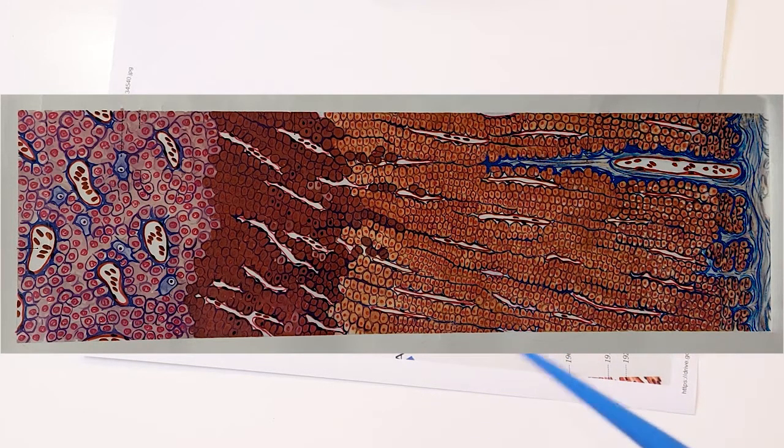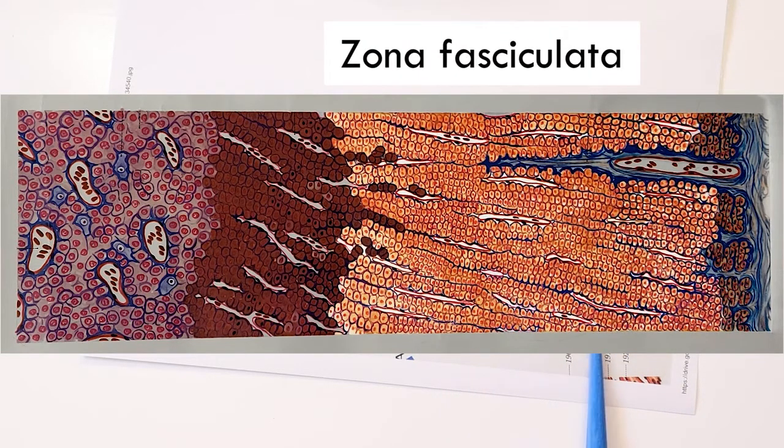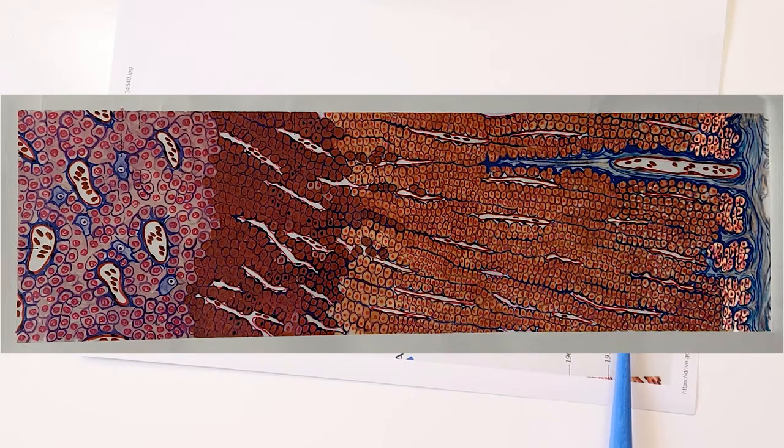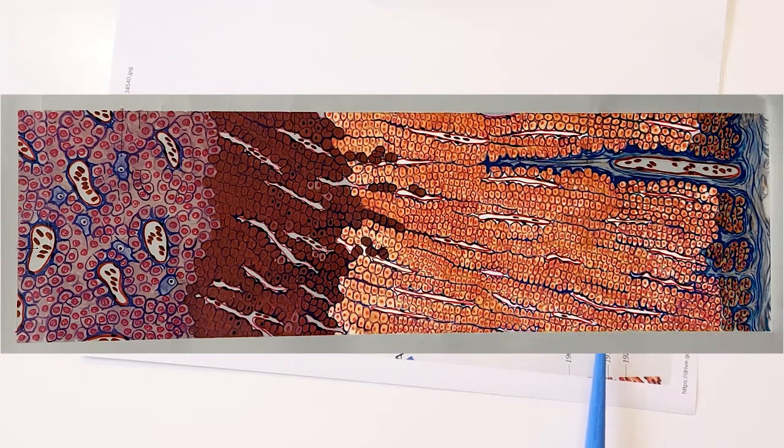So there are 3 regions of the adrenal cortex which produce the hormones of the adrenal cortex. So they are the zona glomerulosa, the zona fasciculata, and the zona reticularis. Okay, so the zona glomerulosa is the region of cells that produces the mineralocorticoids, the most prominent of which is aldosterone.